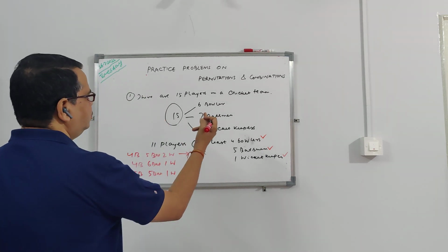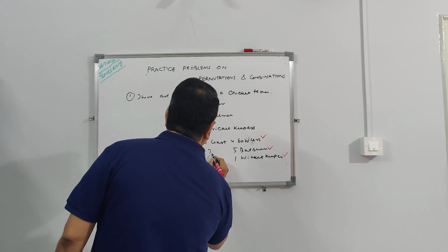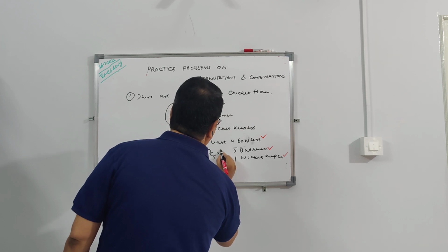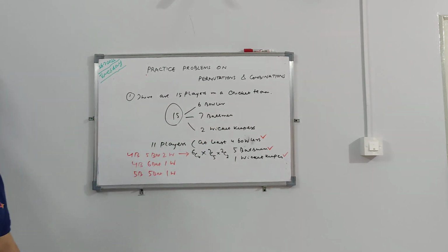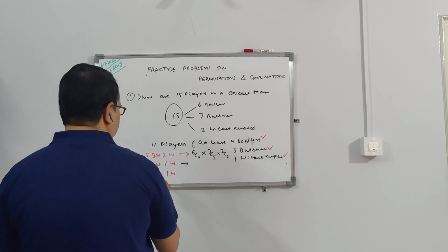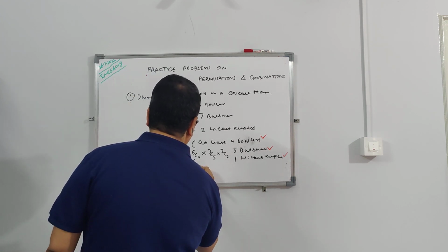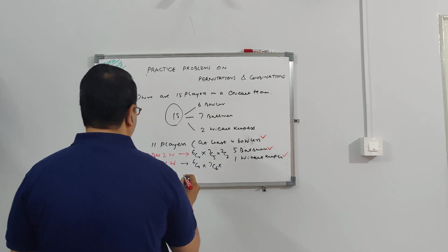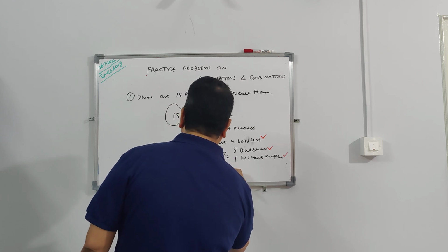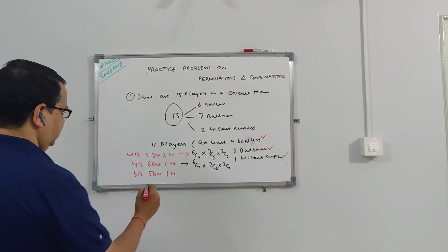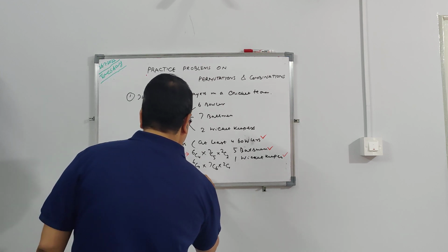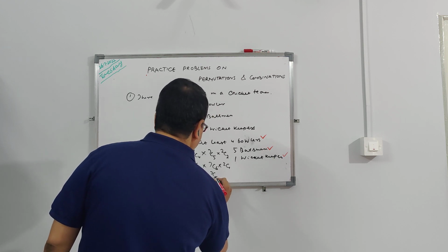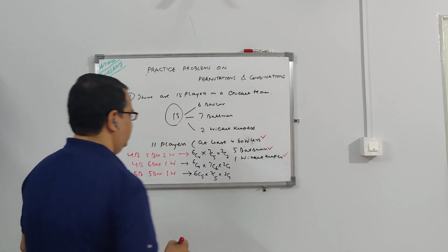So 5 batsmen you have to choose from how many batsmen? 7, right? 7C5. Then 2 wicket keepers you are choosing from 2C2. Then the next one is you are choosing 6C4 into 7C6 into 2C1, right? Then the next one is 6C5 into 7C5 into 2C1.